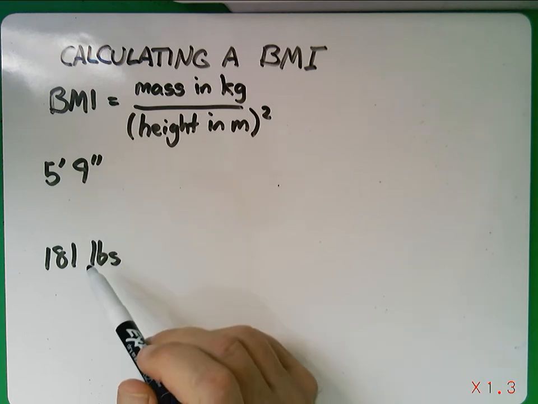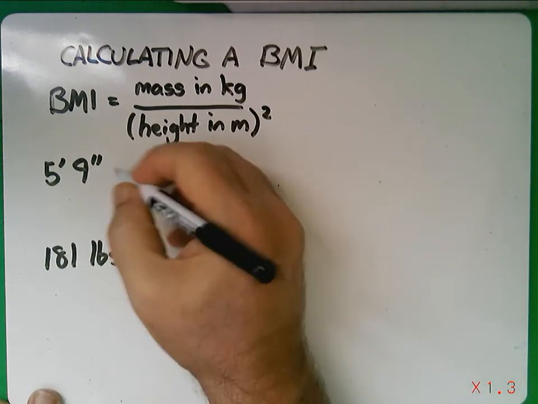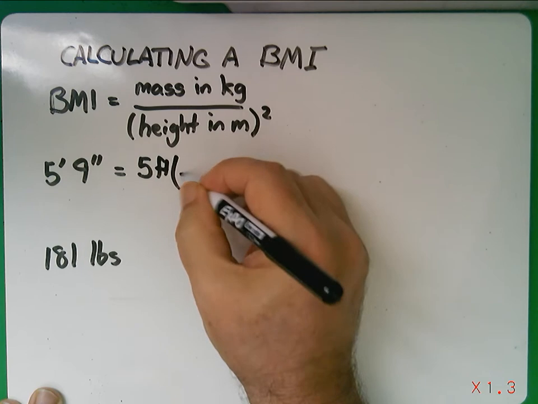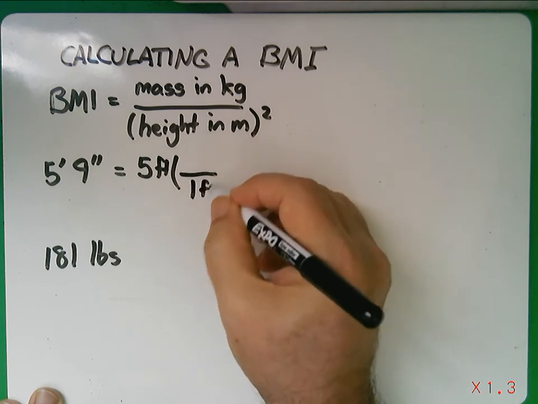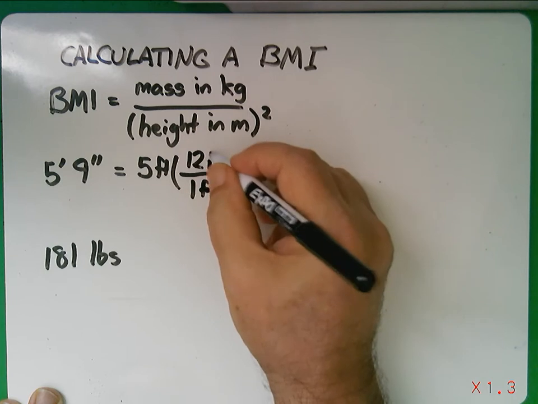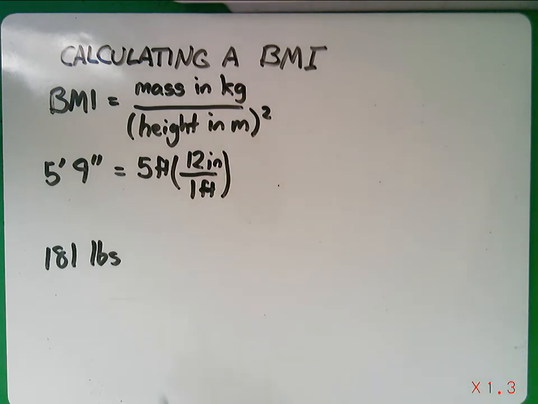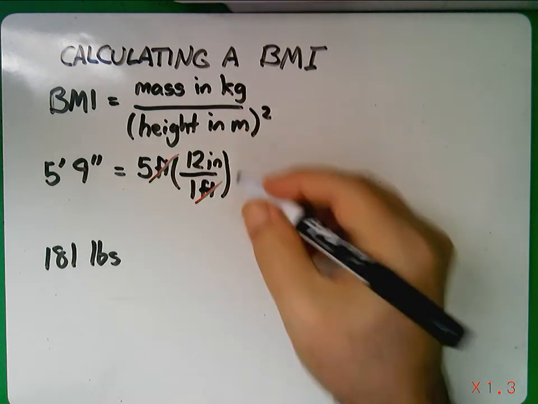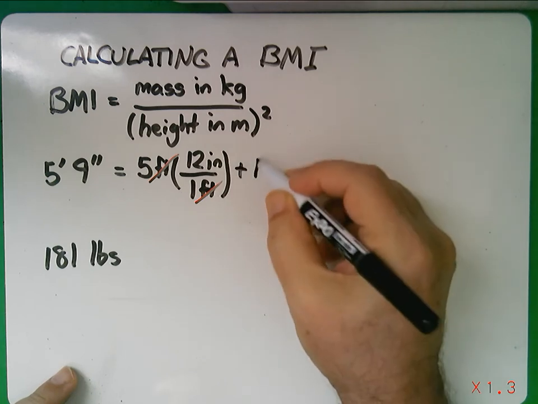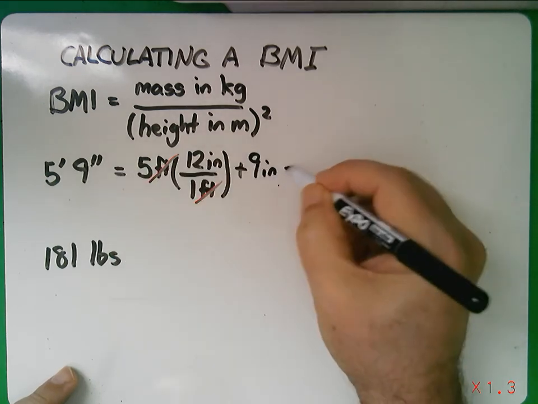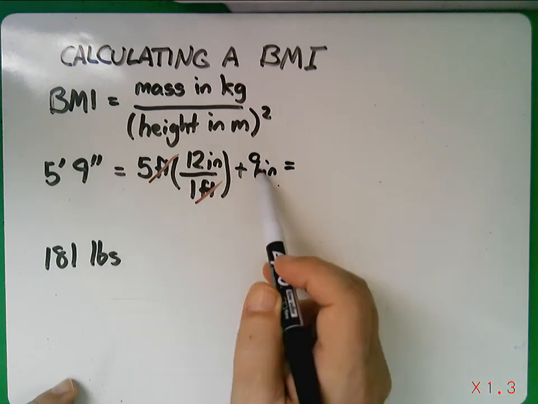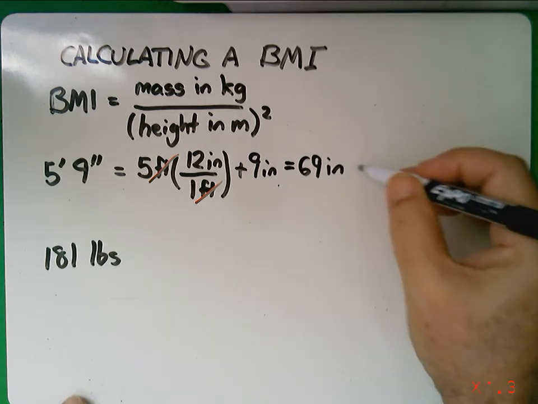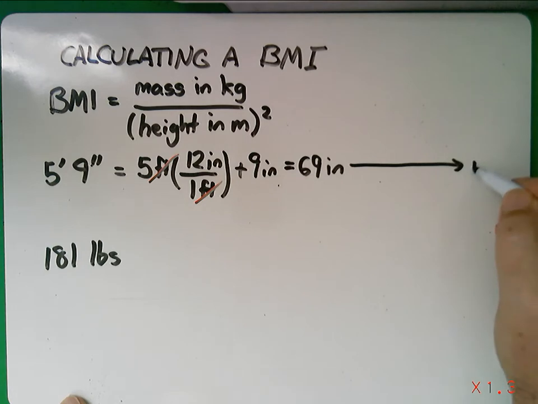So I think I'm going to start out by writing this down in inches. That's going to be 5 feet, and then I can convert that to inches because 1 foot is 12 inches. And that will get rid of the feet. And now I've got 9 more inches there to add in. So what do I have? 5 times 12 is 60, plus 9 is 69 inches. Now I need to convert that into meters here.